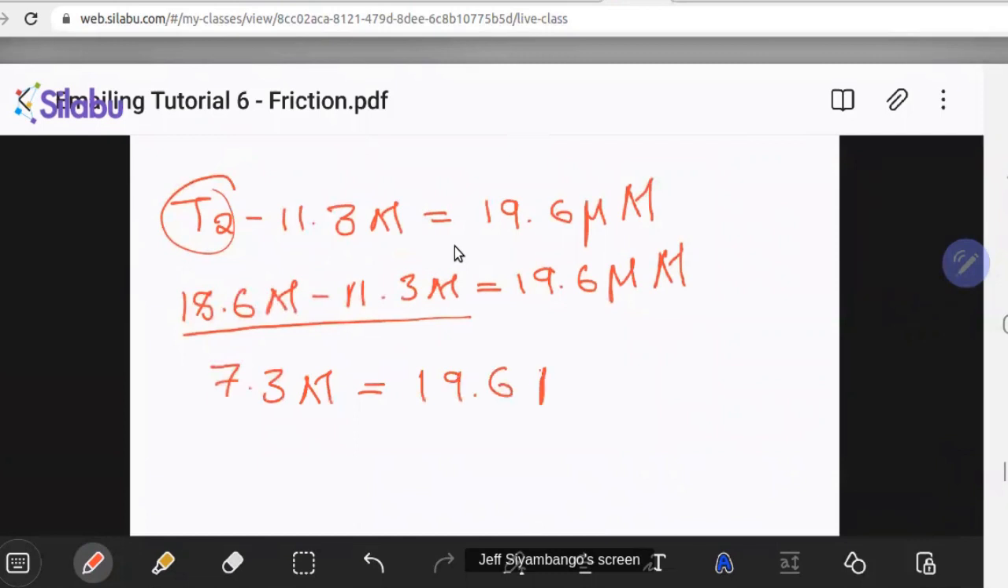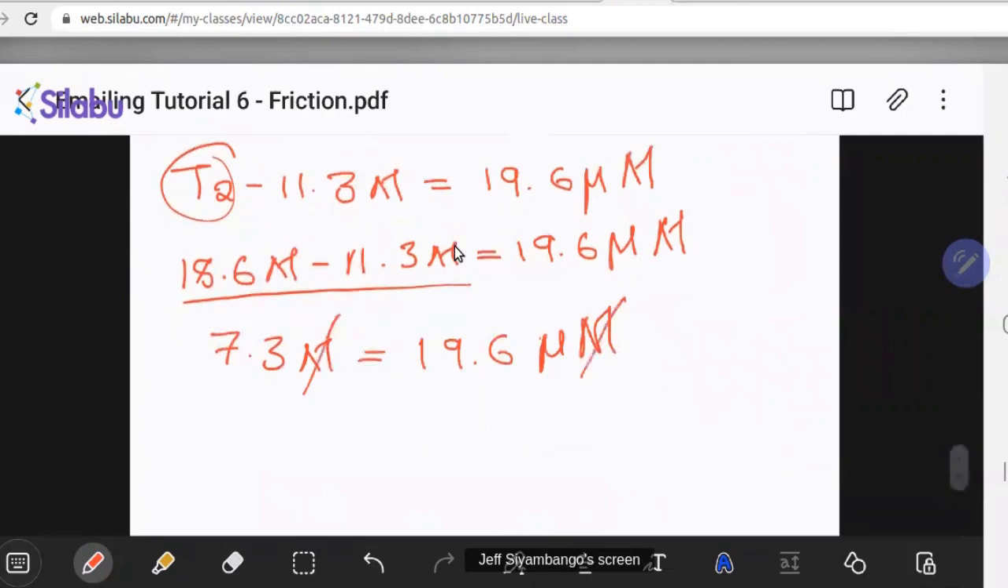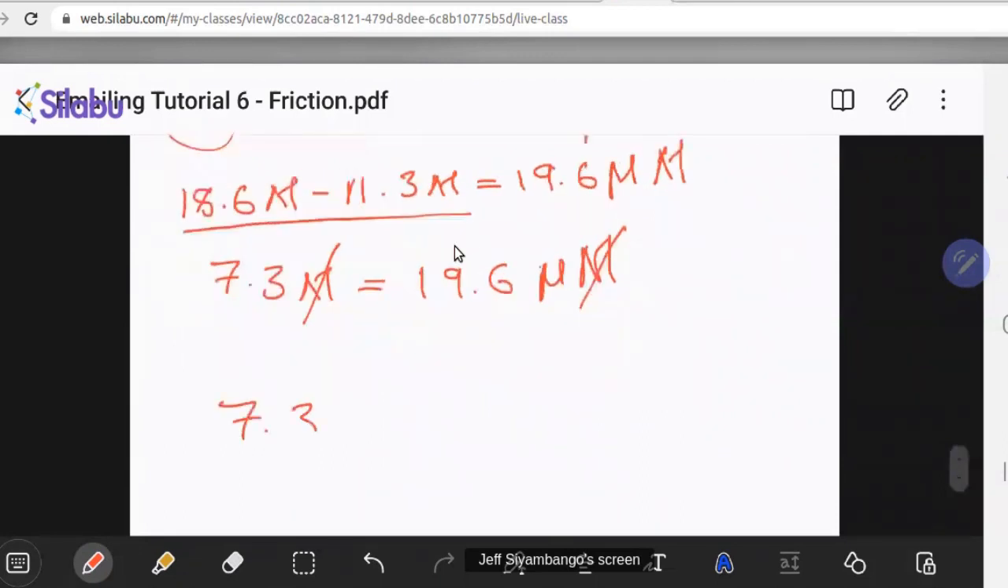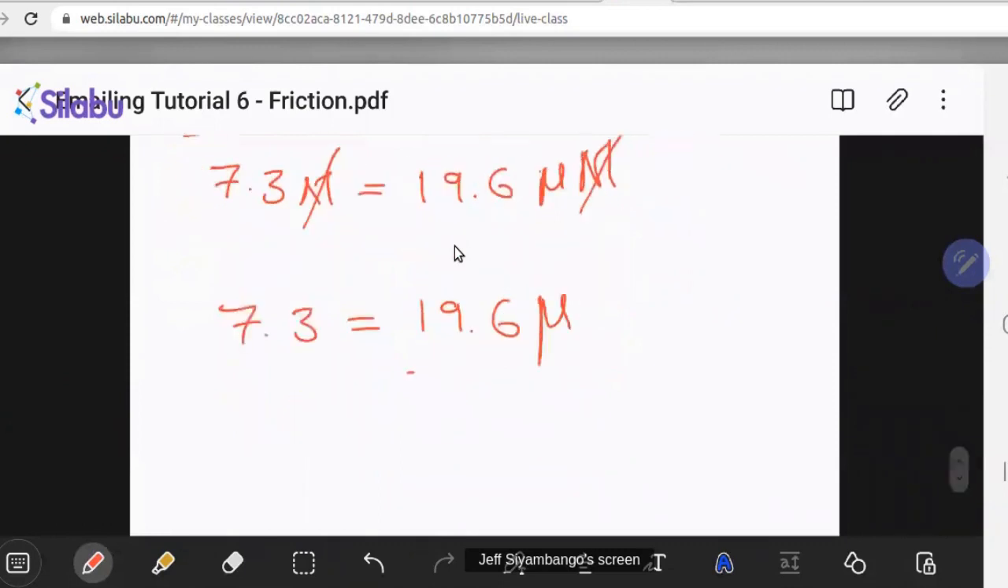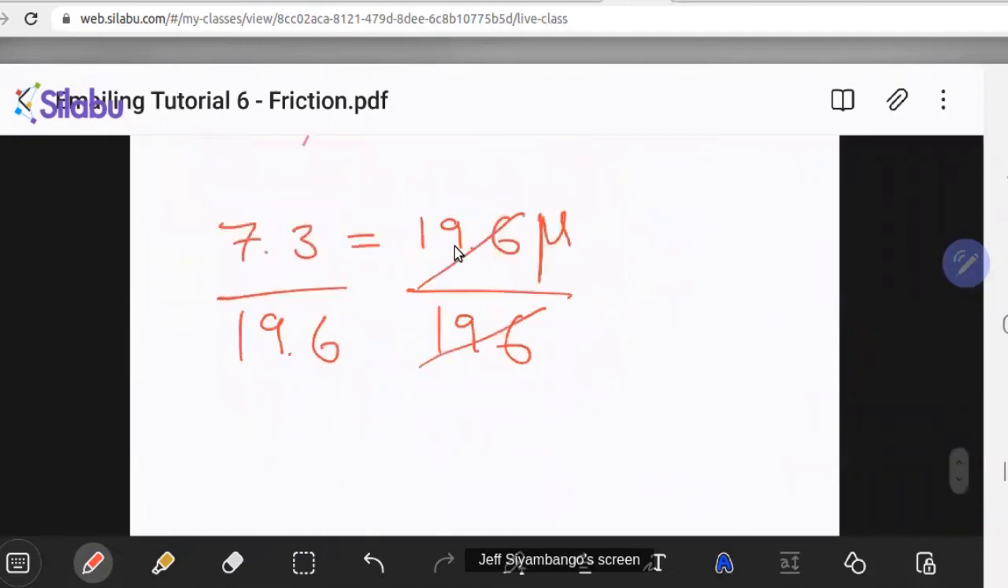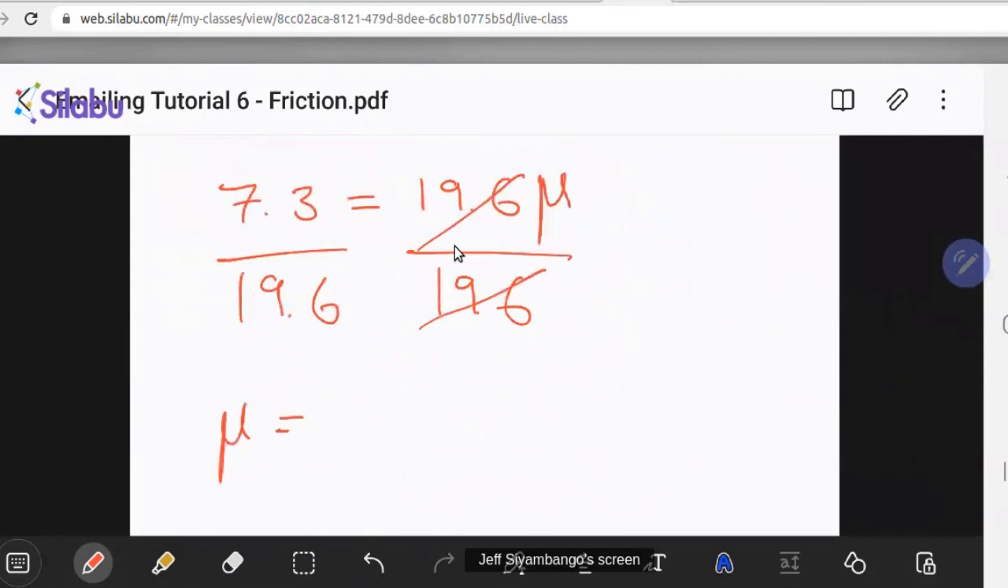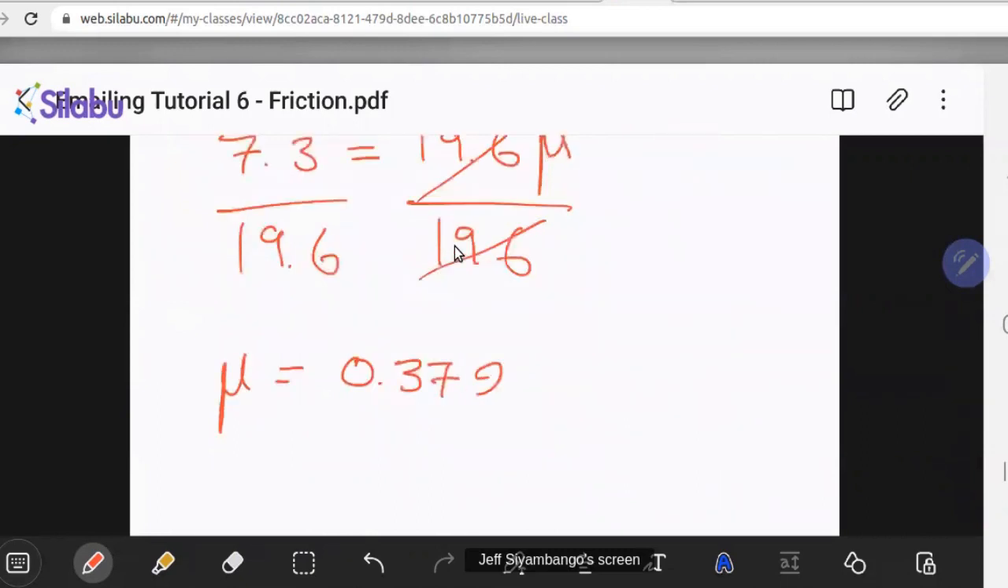We see that mass is common. Mass can easily cancel out. We didn't need the mass. We now have 7.3 is equal to 19.6 mu. For the coefficient, divide both sides by 19.6. This cancels out so that mu will be equal to 7.3 divided by 19.6. We get 0.372. This becomes the coefficient. And remember what I always say: the coefficient must be less than 1. If you find anything that is not less than 1, then most likely you have made a mistake somewhere.